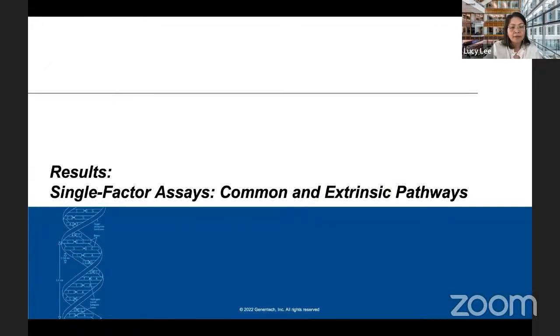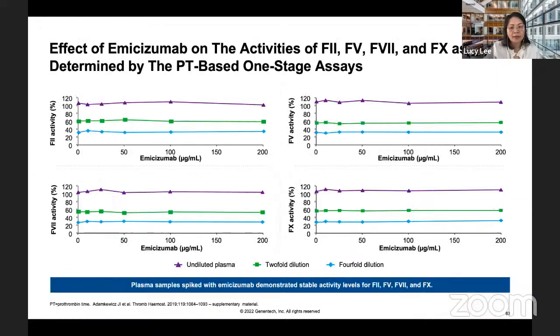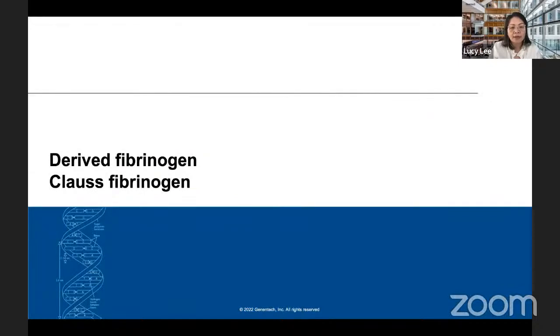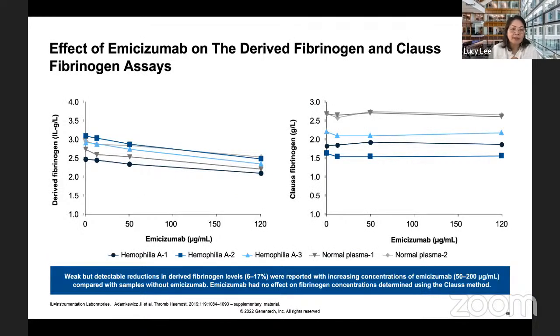The effects of emicizumab on single factor assays in the common and extrinsic pathway are really unaffected across a broad range of concentrations tested. It does demonstrate a weak effect on derived fibrinogen levels, but not on Clauss fibrinogen level. And this has to do with the fact that the derived fibrinogen level uses a calculated approach that is based on changes in optical density in the PT-based test.